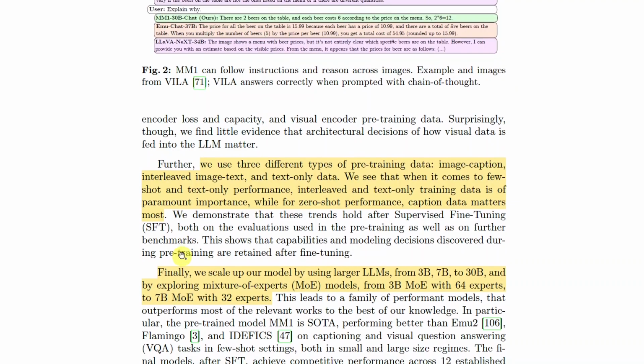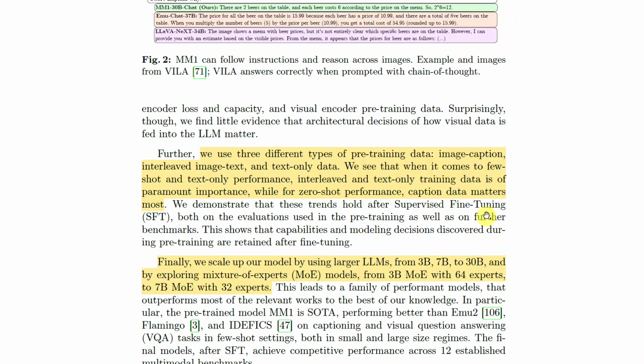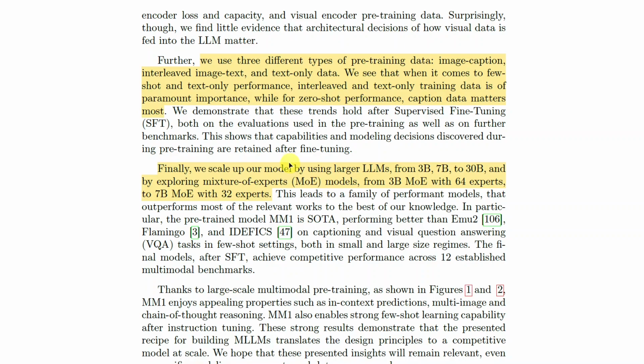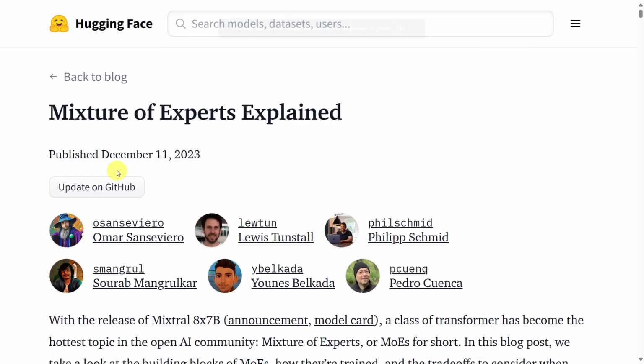We demonstrate that these trends hold across supervised fine-tuning as well, both on evaluations used in the pre-training as well as on further benchmarks. They also train various LLM models ranging from 3 billion to 30 billion, and explore mixture of expert models. So what is a mixture of expert models? For this, we can go to this Hugging Face blog.